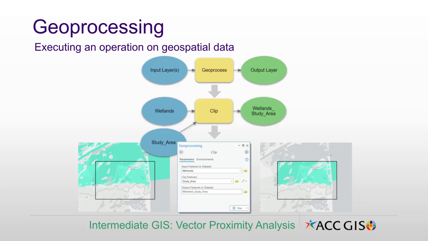When you go all the way to the bottom, you can see I've got my inputs, which include the green wetlands and the black study area. And I use a clip geoprocessing tool and set the input features as wetlands, the clip features as study area, and the output feature class as wetland study area. And I produce an output, which is a new wetland study area feature class that's depicted in the map on the right.